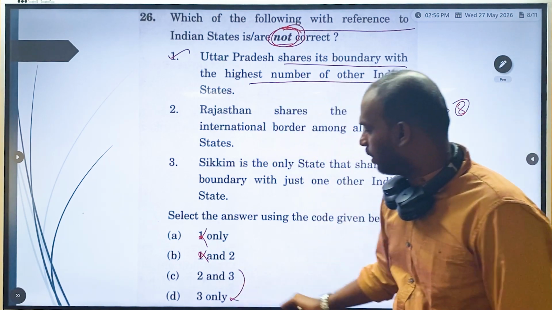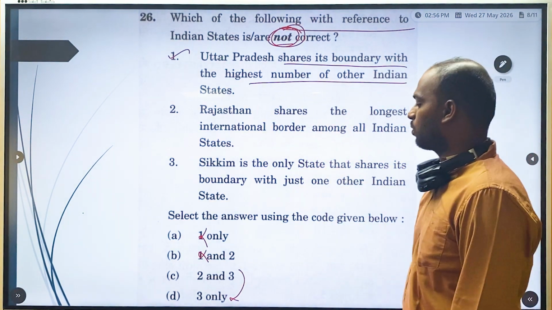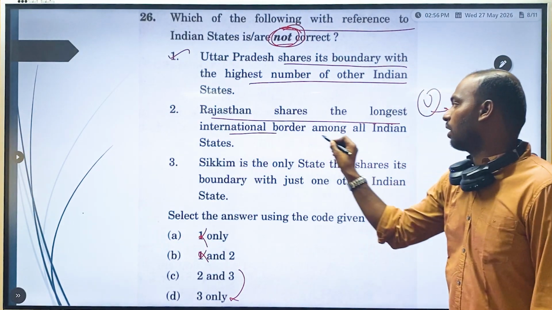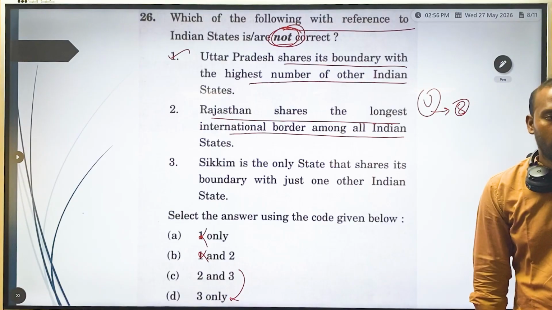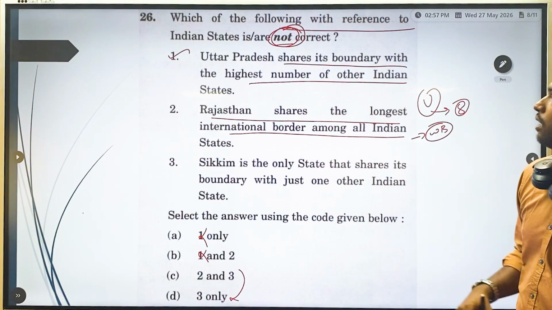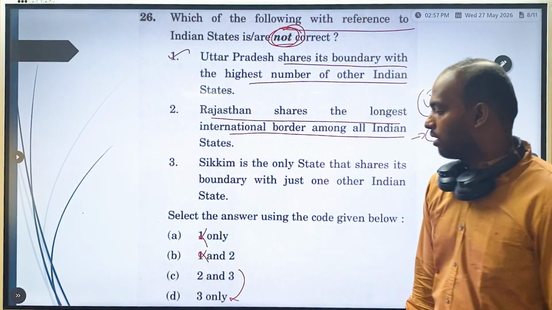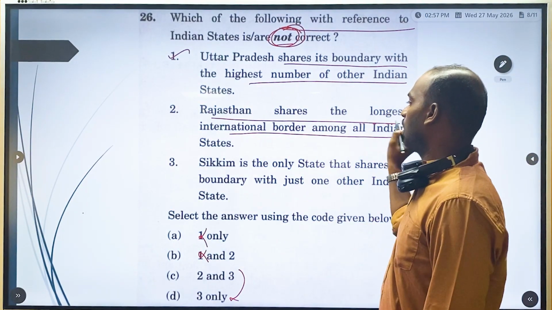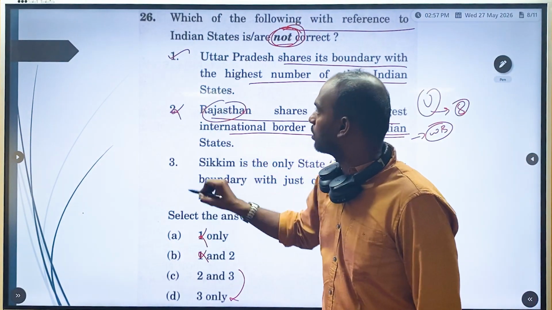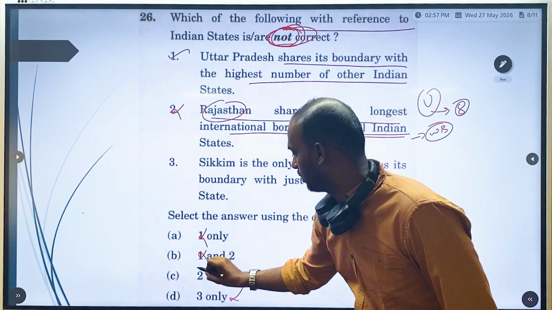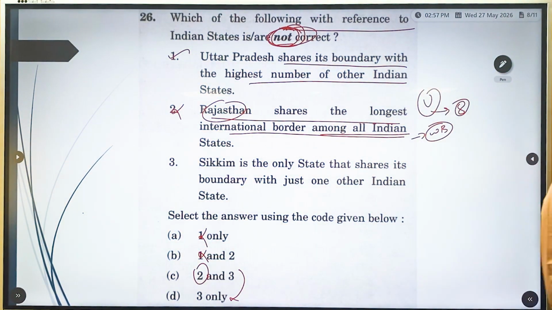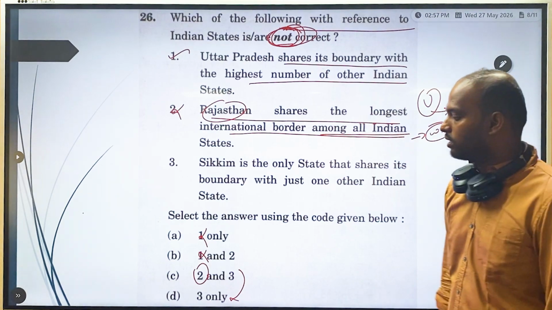2, 3 or 3 only. Again I want to read. Rajasthan shares the longest international border among all Indian states. You know that West Bengal is... West Bengal shares the longest international border among all Indian states. So here statement 2 is wrong. They are asking not correct. Once statement 2 is wrong, you got the answer. You need not read statement 3.